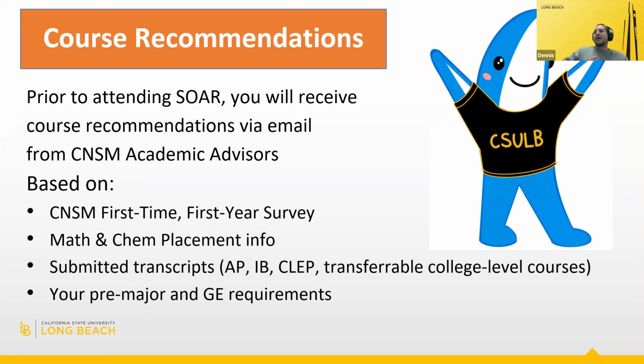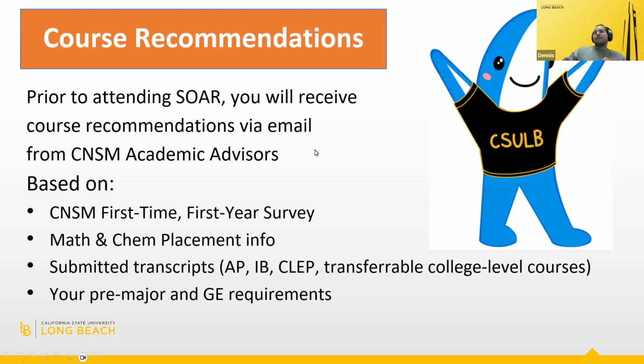And that's going to be recommendations that we as advisors overview and see what the best course sequence and course recommendation is going to be based off of various things, right? And so some of those various things are what is listed on there. It's going to be the CNSM First Time First Year Survey. It's going to be your math and chemistry placement information, and then also the transcripts that you submit. So this can be either high school transcripts and then also any community college transcripts that you have based off of college courses that you took during high school.